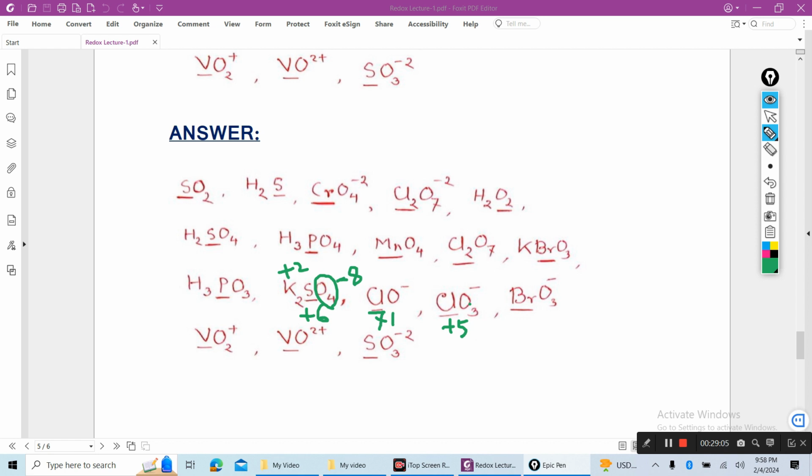If you calculate 3 times minus 2 is minus 6, minus 1, plus 5, you will get bromine. Here 2 times minus 2 is minus 4, plus 1, you will get plus 5 vanadium. Here you will get 4. Here 3 times minus 2 is minus 6, sulfur will be plus 4. This is your answer.